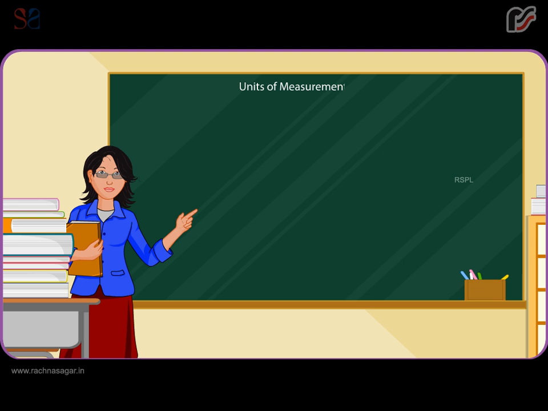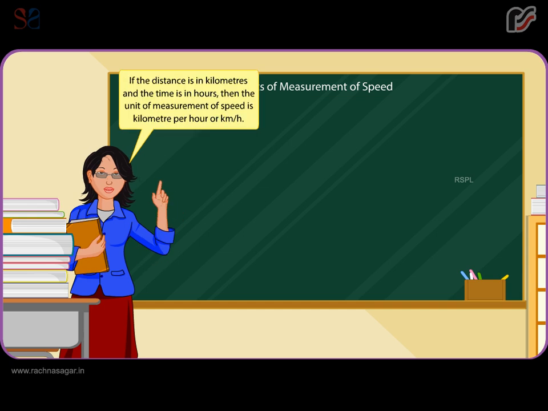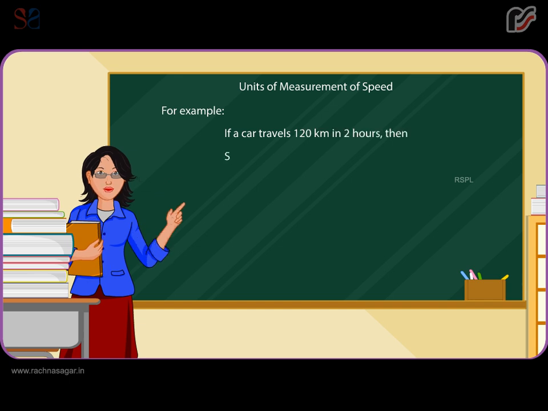Units of measurement of speed. Like all other quantities, speed also requires a unit of measurement. If the distance is in kilometers and the time is in hours, then the unit of measurement of speed is kilometer per hour or km/h. For example, if a car travels 120 km in 2 hours, then its speed is equal to 120 upon 2 is equal to 60 km per hour.